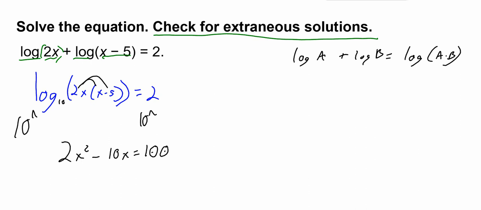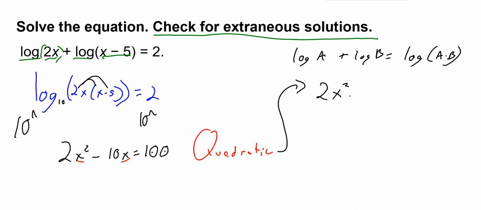Well, at this point, I should recognize I have an x and an x squared term, so we have a quadratic. Utilizing our strategies for quadratics, we want to first set it equal to 0. So I'm going to come over here and do that. I get 2x squared minus 10x minus 100 equals 0. Take a greatest common factor out before I try to factor this. So 2 comes out, leaving x squared minus 5x minus 50.